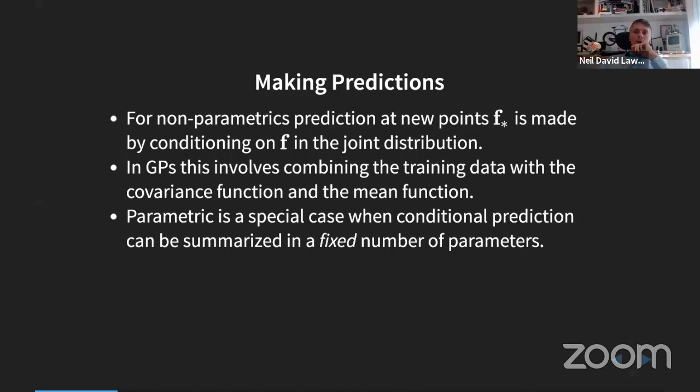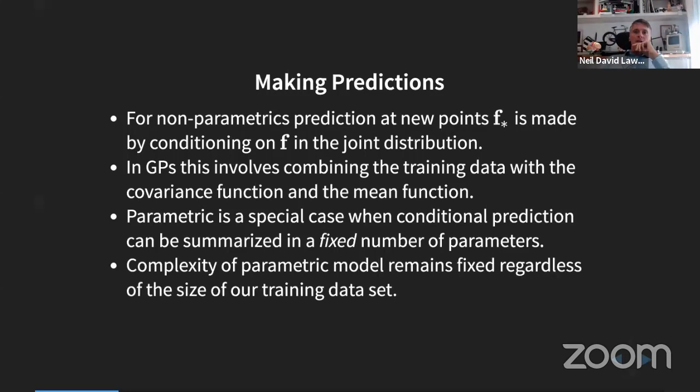Great. So where were we? Parametric is the special case where the conditional prediction of f star given f can be summarized in a fixed number of parameters. It's a massive assumption. Non-parametric is the general case. But the nice thing about the parametric model is that its complexity remains fixed regardless of the training data set. So you have to remember when people say, oh, look, Gaussian processes have all these computational problems: yes, it does, because it's not making this horrific assumption about your data. And if you don't make that horrific assumption, you don't get to say, oh well, I can represent the whole world in a fixed number of parameters anymore.